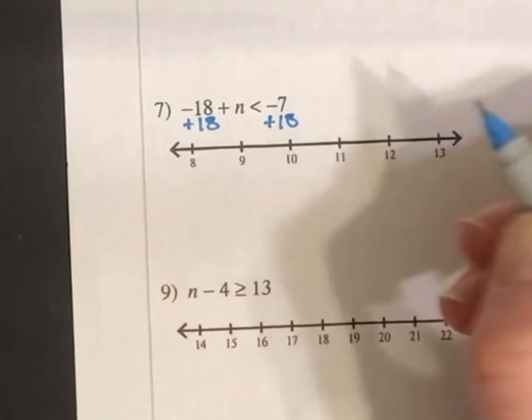Don't be confused if you have the number before you have the variable. It works the same way if it had been n minus 18 or if it was negative 18 plus n. It's the same either way. You have a negative 18 and you do the opposite to get rid of it. So plus 18 to both sides.